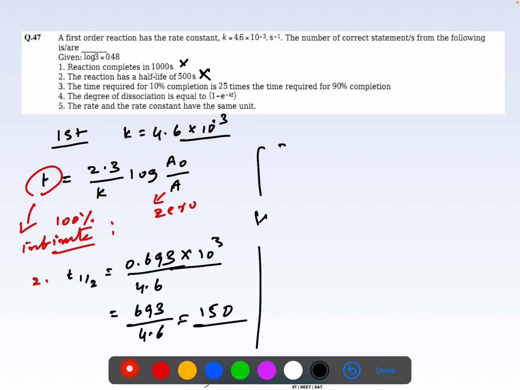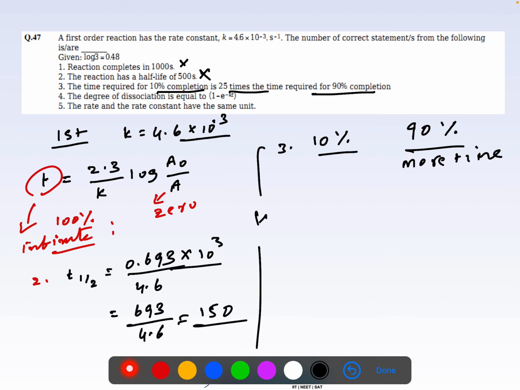And option 3: time required for 10% completion. See, for 10% completion, it is 25 times greater than 90% completion. Definitely 90% completion takes a greater time, more time. So option C will also be wrong.